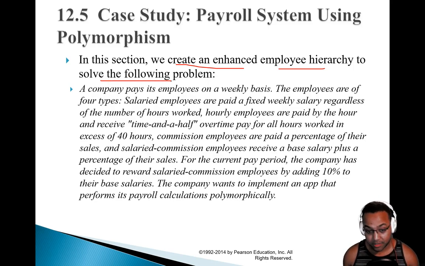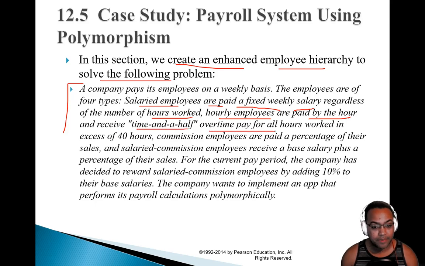So I'm going to read it. A company pays its employees on a weekly basis. The employees are 4 types. Salaried employees are paid a fixed weekly salary, regardless of the number of hours worked. Hourly employees are paid by the hour and receive time and a half overtime pay for all hours worked in excess of 40 hours. Commission employees are paid a percentage of their sales, and salaried commission employees receive a base salary plus a percentage of their sales.